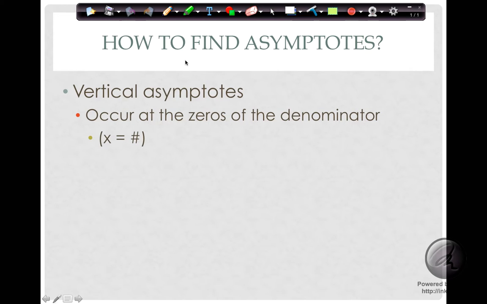So now let's talk about how to find asymptotes. Vertical asymptotes occur wherever the denominator is 0. So we're looking at x equals some number. We've been dealing with this quite a bit already in our last chapter, finding zeros of a polynomial. So that's what we're going to be doing now. If I had something like 1 over x minus 2, that means I have a vertical asymptote at x equals 2 because it makes the denominator 0.